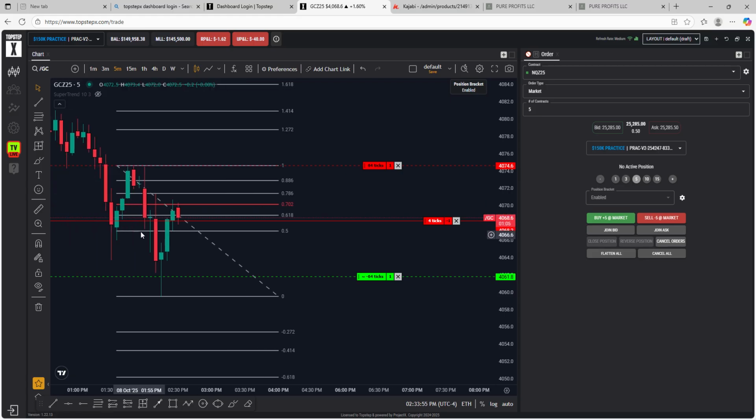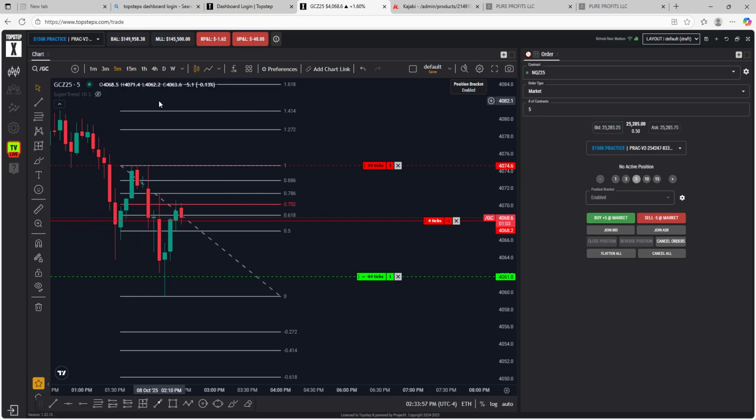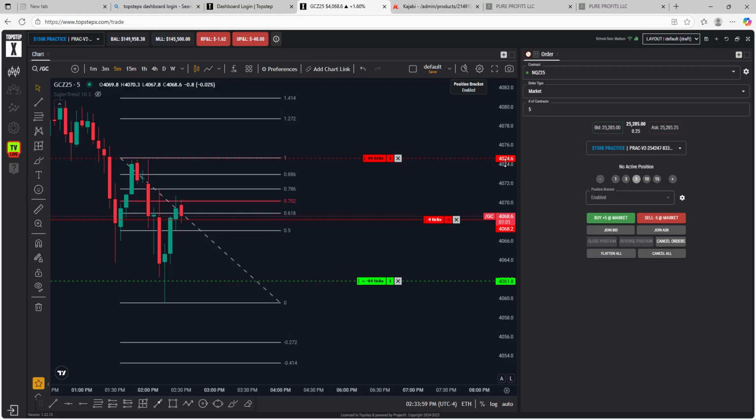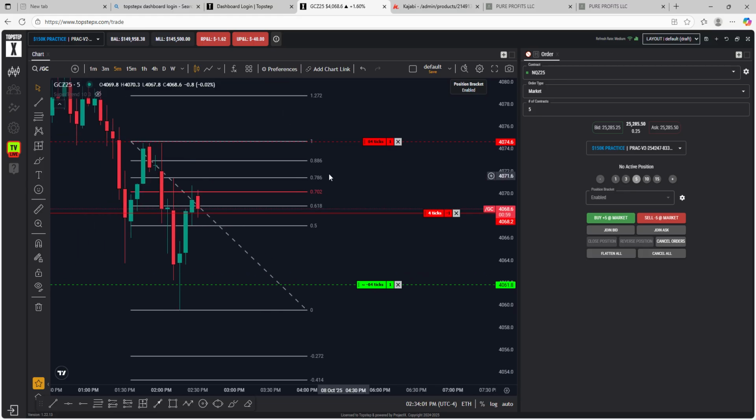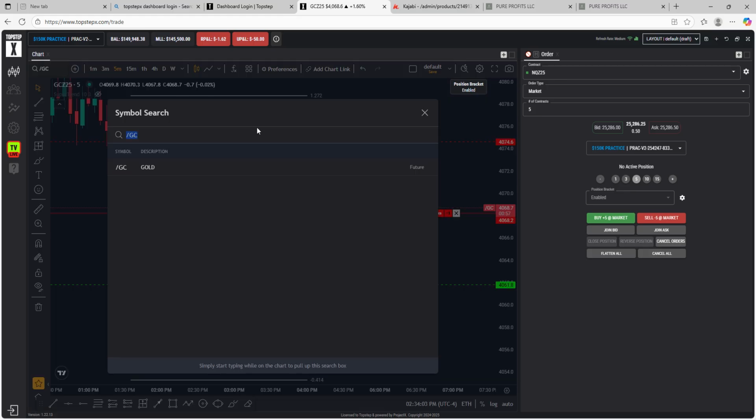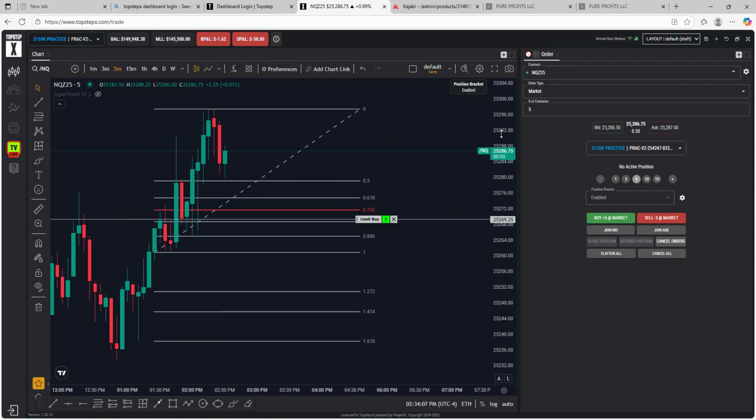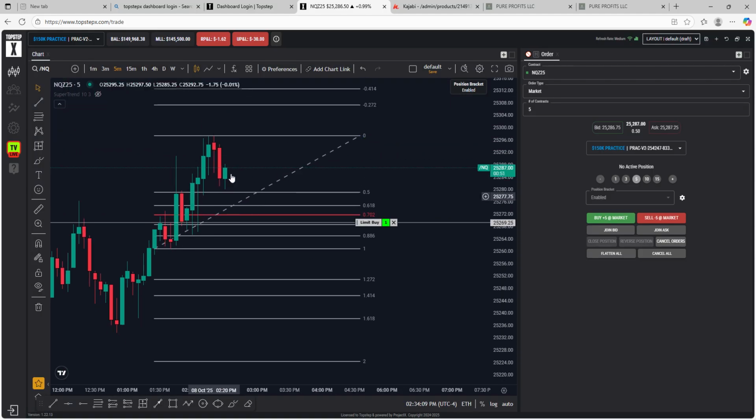It might have already touched it in this case. Let's just see what it does. Go back to Nas, see if she comes back. This would be the proper way to enter the trade, right? Right on top of the IC. Boom. Waiting for it to come back.